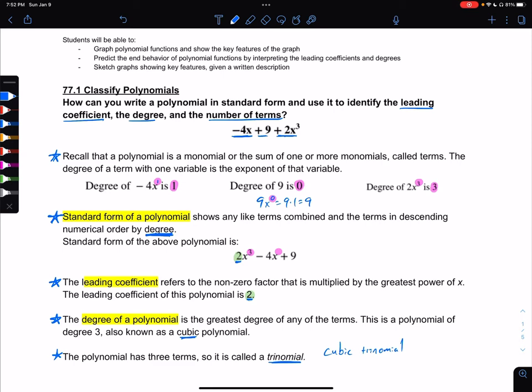So really from this video, all you want to do is be familiar with the vocabulary. Make sure you understand that standard form has the terms in descending order by degree, and the leading coefficient is generally one of the easiest things. Once you have it in standard form, you can figure that out fairly easily. That's it.